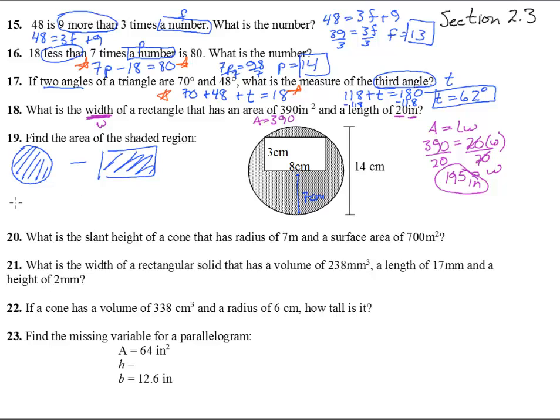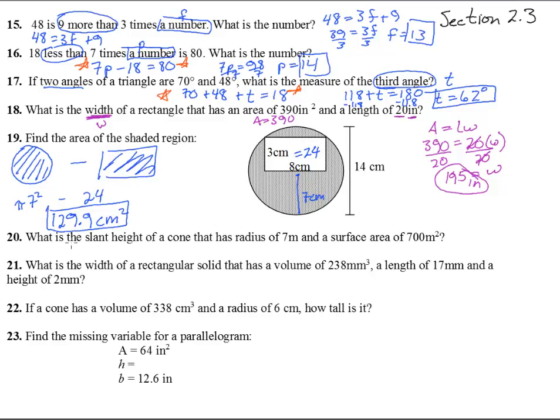So the area of this is going to be area is pi r squared minus, so 49 pi, we'll punch that into our calculator, minus, this is 3 times 8, so this is length times width, would be 24 centimeters squared. So if we punch in pi times 49 minus 24, we will get 129. Let's round to the nearest tenth this time. And we're talking area, so we are in centimeters squared.